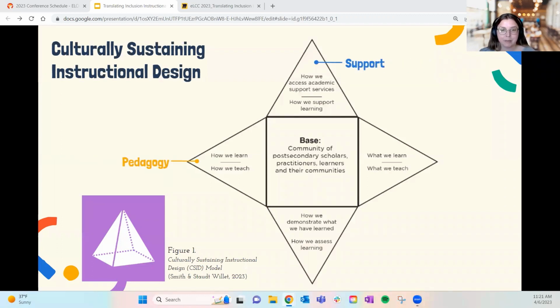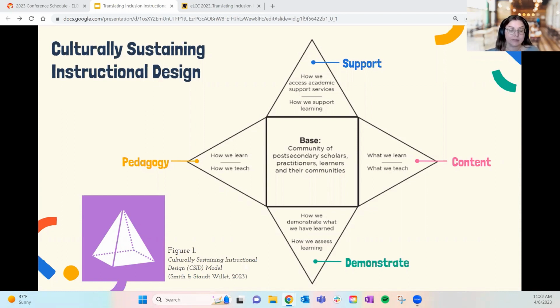Each side of the pyramid comes with a list of bulleted prompts to help conceptualize the model and translate it into practice. I'll be sharing a Miro board that we'll collaborate on that has those bulleted lists and prompts to help you put that into practice. But for now, it's a little easier to remember the different sides of this model if we give it a one-word name. So support, content, demonstrate, and pedagogy, and knowing that the base is really that community.